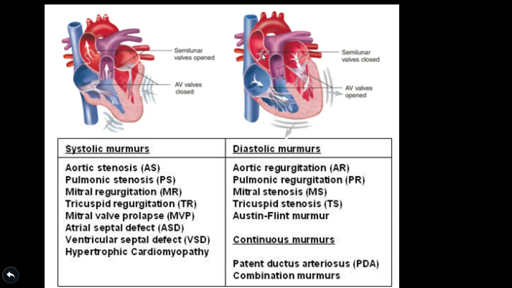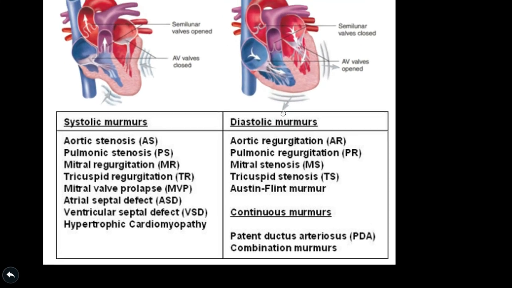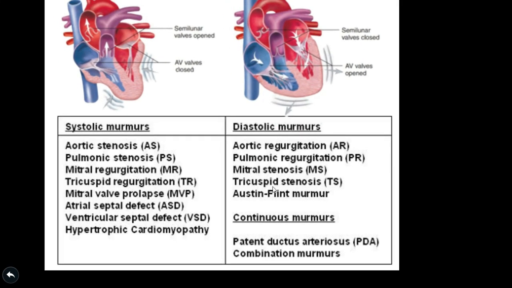If there is a problem during filling, a problem in the mitral valve, like a constriction, it will produce a murmur. We call it mitral stenosis. If there is a restriction of flow from the right atrium going to the right ventricle, it can produce a diastolic murmur, which is tricuspid stenosis.